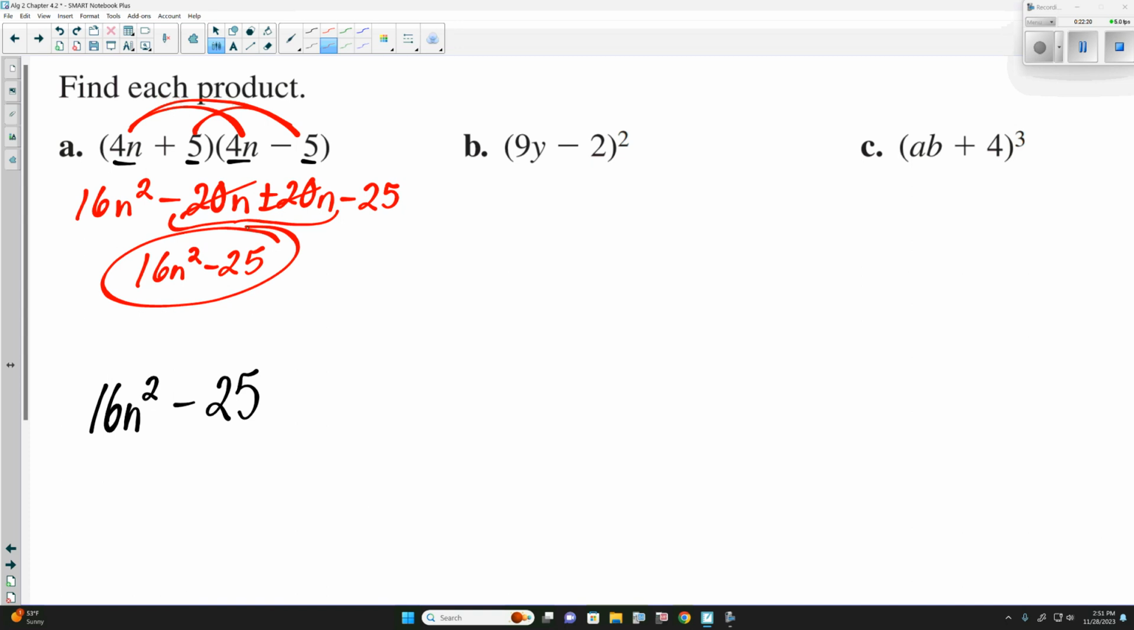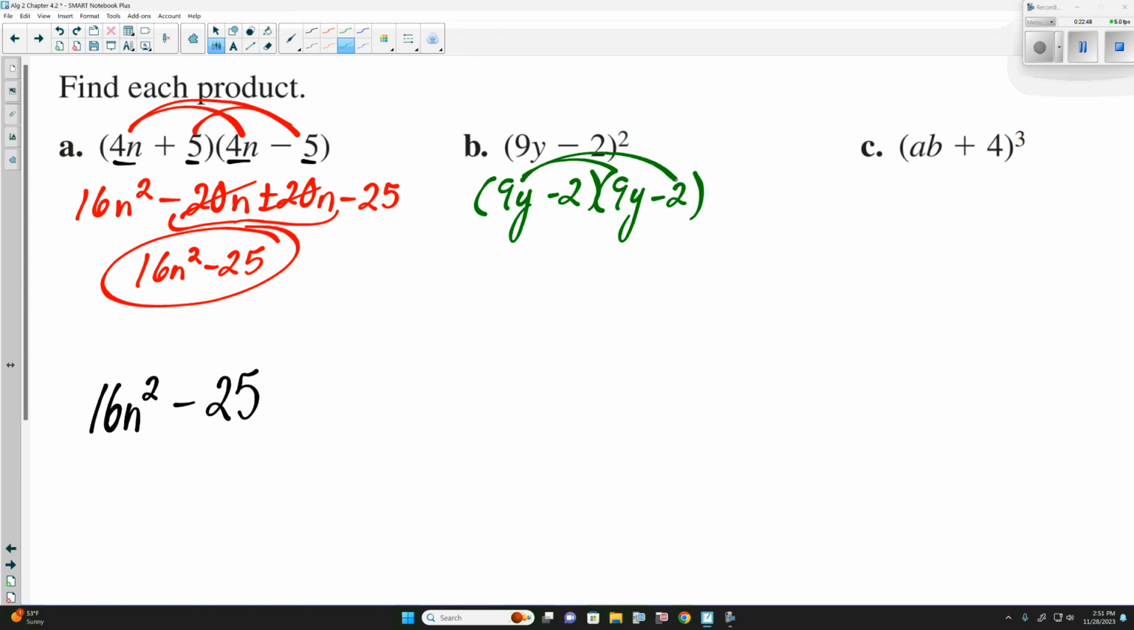Questions on this here? Now, if we look at the middle one, 9y minus 2 squared, well, the square is really just telling us that we're multiplying the 9y minus 2 by itself. So we can rewrite it as 9y minus 2 times 9y minus 2. At this point here, we can distribute and work through multiplying out.